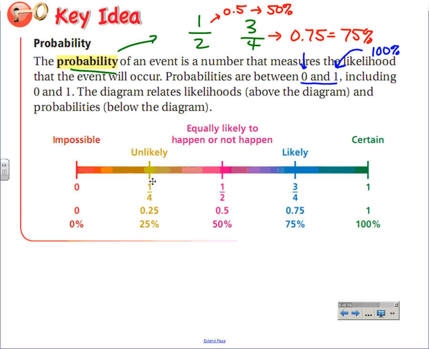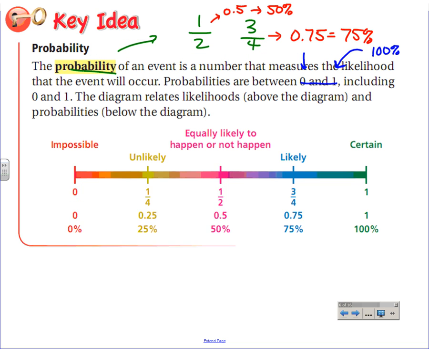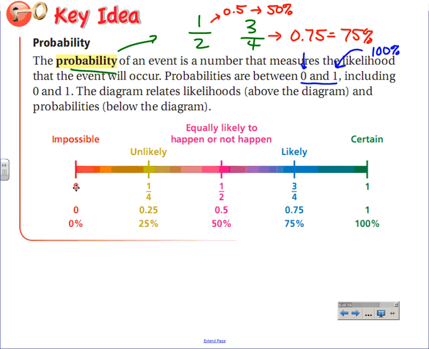So let's look at this diagram down here. If an experiment has a 0 probability, that means there's a 0% chance it'll happen. That's called impossible. An example of that would be if I had a number cube and I said rolling a 7. Well, there's not a 7 on my number cube, so that would be impossible.